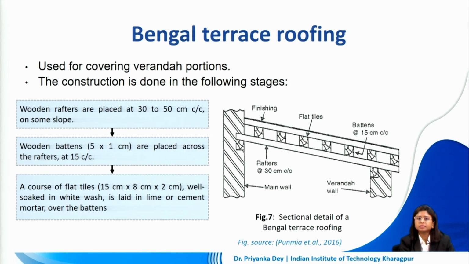The wooden rafters are placed at 30 to 50 centimeters center to center on a particular slope. The wooden battens are then placed across the rafters. They are placed at a lesser spacing of 15 centimeters center to center. A course of flat tiles, which are usually 15 centimeter by 8 centimeter by 2 centimeter, well soaked in whitewash, is laid in lime or cement mortar over these battens. So, we have a layer of rafters followed by a layer of battens placed across. On top of that, we have a layer of flat tiles.